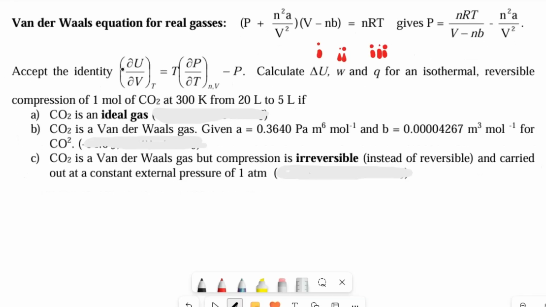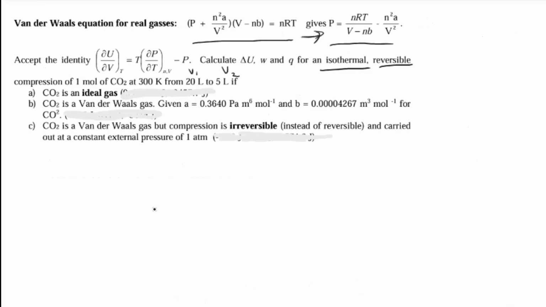If that carbon dioxide they are compressing here is an ideal gas, what will be delta U for an ideal gas? It's just zero. At constant temperature, delta U for an ideal gas is zero. Moving on to the question where we calculate work.